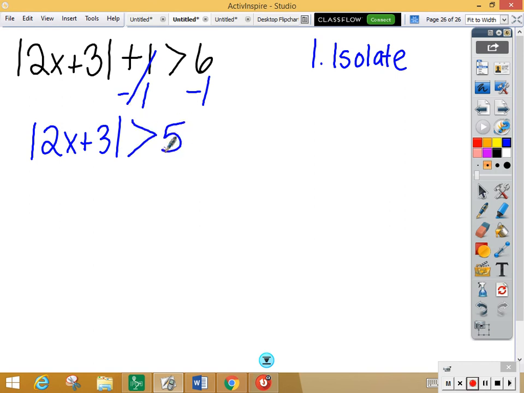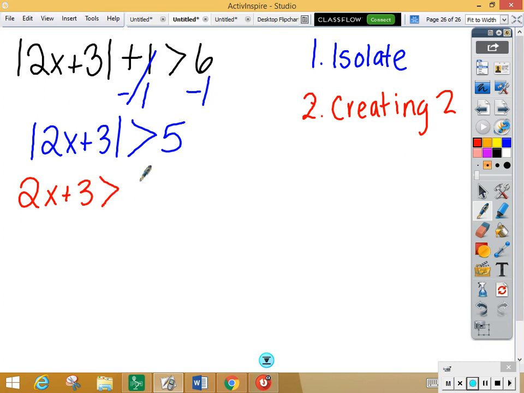All right, so after we've isolated the absolute value, we're going to go ahead and get rid of the absolute value by creating two inequality statements. The first one is going to be 2x plus 3 is greater than 5. And the second one is 2x plus 3 is less than -5.